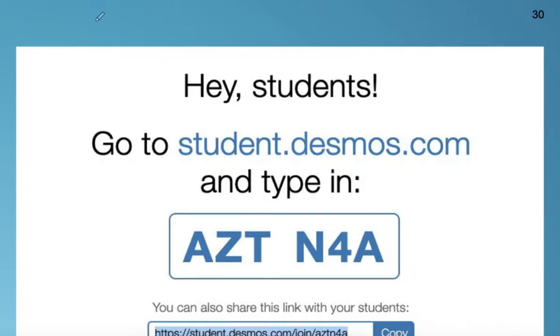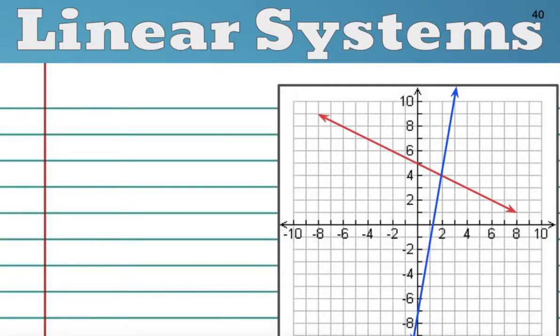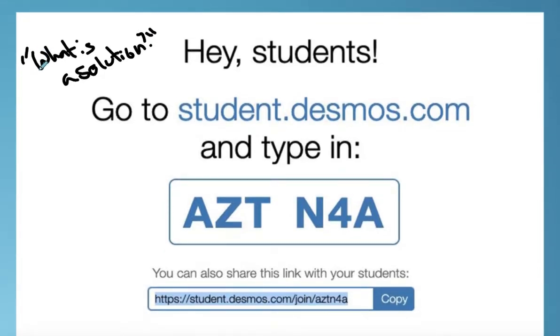All right, so the next piece of this would be you're going to be working on what is a solution in Desmos. So you can either use this code here or you can use the link on the bottom to go to what is a solution and learn about what exactly do solutions look like in a system. Take a moment, pause the video, and go through that. It should take you about 20 to 30 minutes to do.